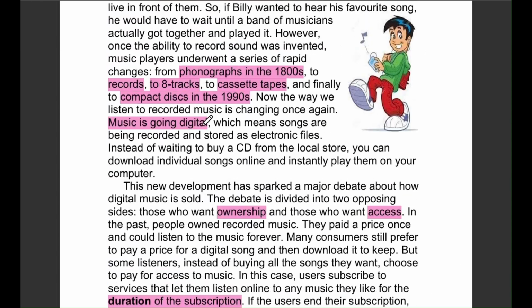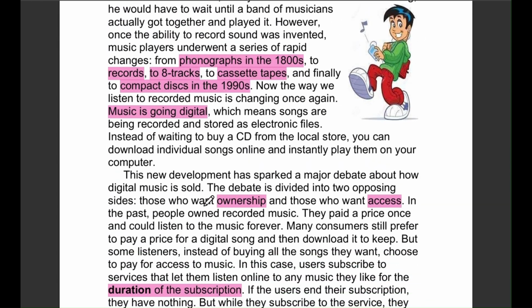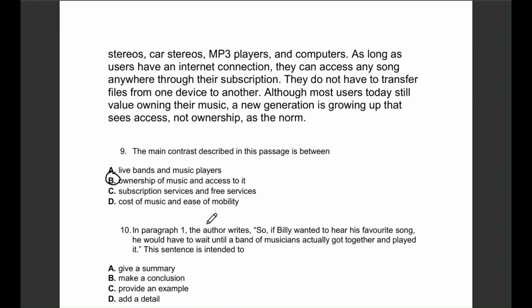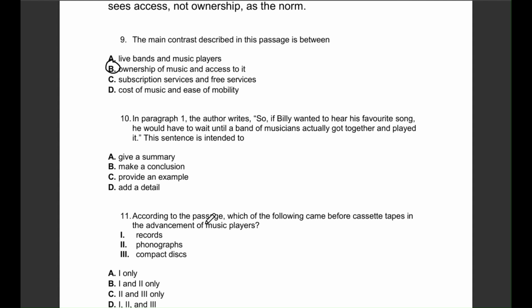The passage is comparing the idea of buying and keeping music forever versus paying for access to music without owning the songs. That's what the story focuses on, and how listeners can either buy music or subscribe to listen. Now moving on to question number 10. It says, in paragraph 1, the author writes, so if Billy wanted to hear his favorite song, he would have to wait until a band of musicians actually got together and played it.